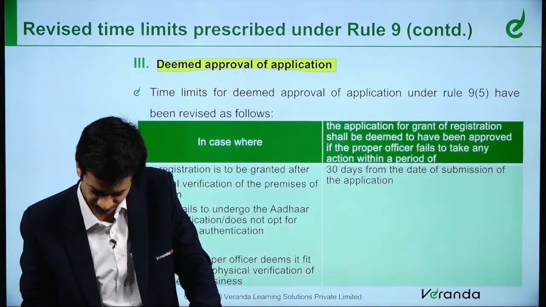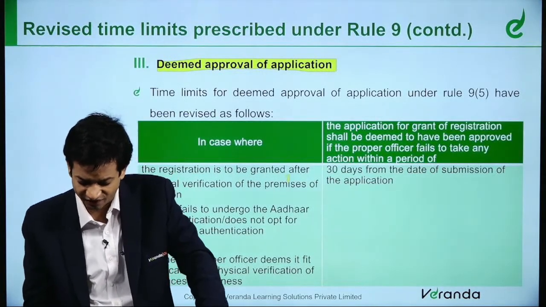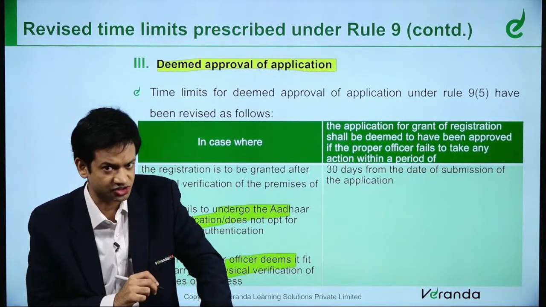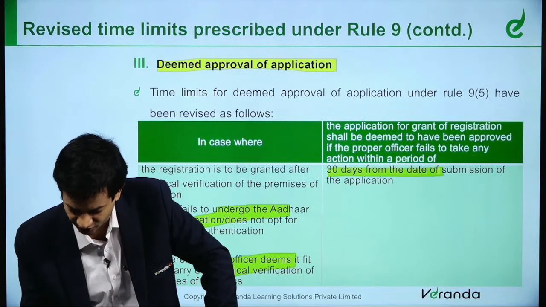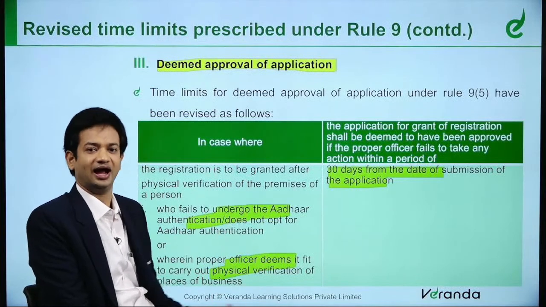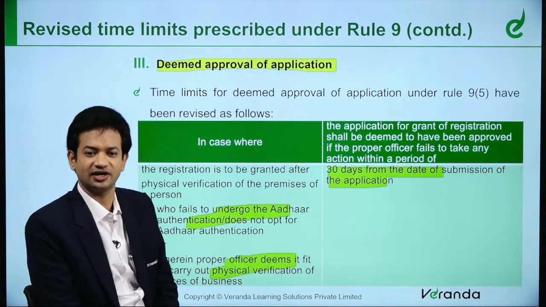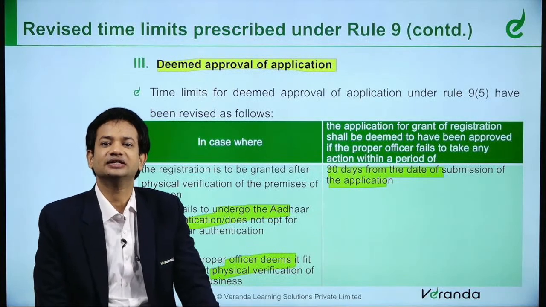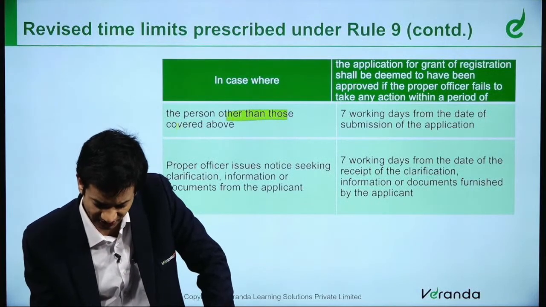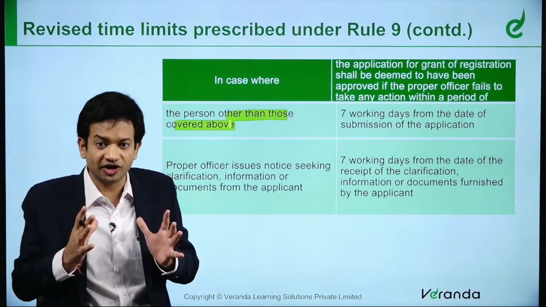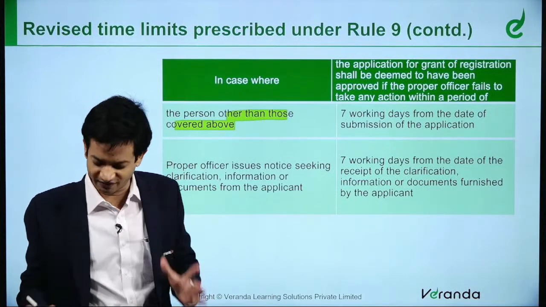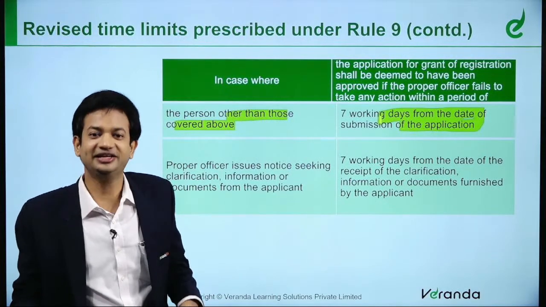Let's see all the three scenarios, whether registration should be granted after physical verification for a person who fails to undergo Aadhaar authentication, or where the proper officer feels physical verification is required. The first situation: within 30 days from the date of submission of application, as I said, they have to physically verify and give a number. If they do not do it in 30 days, then it is deemed to be approved. Next scenario: persons other than the above, that means who have opted for Aadhaar authentication and it is completely complied with. Aadhaar authentication is done, then within 7 working days I should do it, otherwise deemed to be approved.